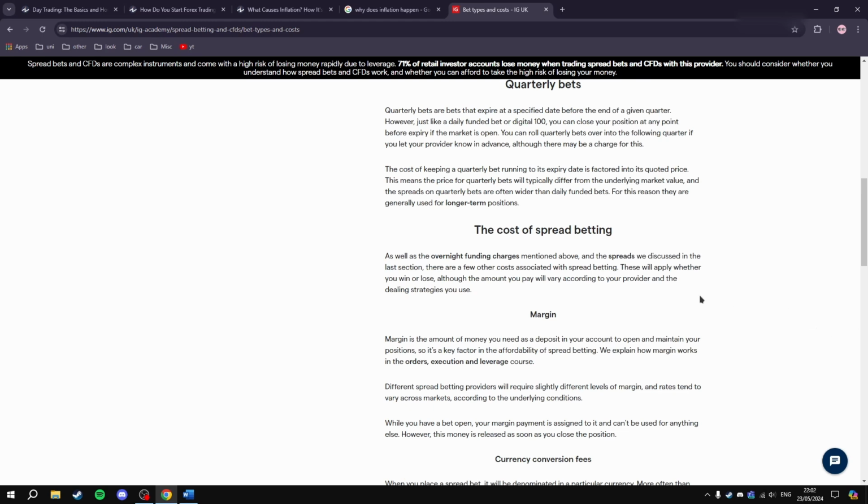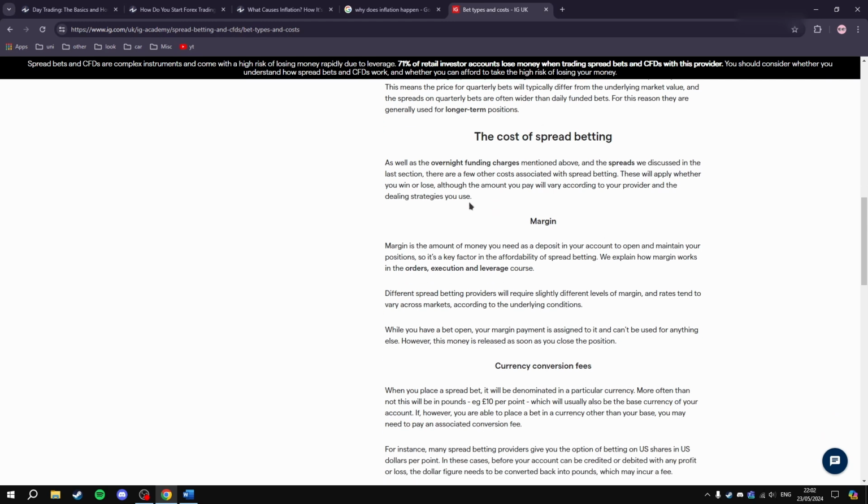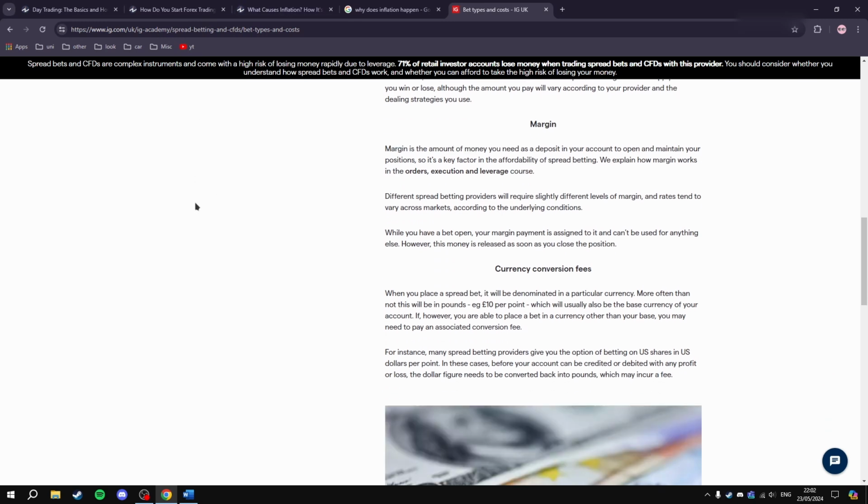And then we've got the cost of spread betting. So, spreads, there are a few other costs associated with spread betting. These apply whether you win or lose. And we've got the margin. Basically, as we've known in trading, margin is the deposit you need to control a larger amount of money. Different spread betting providers require slightly different levels of margins. Rates tend to vary across markets according to the underlying conditions.